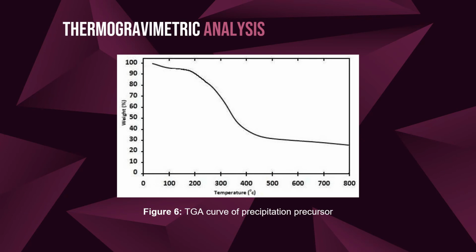The main mass loss occurred between 160 and 450 degrees Celsius with a weight loss of 32.6%, due to the volatilization of combustible organic species in the sample. In the TGA curve, there is no signal associated with later thermal events, confirming the crystallization and phase transition of the ZnO nanoparticles.